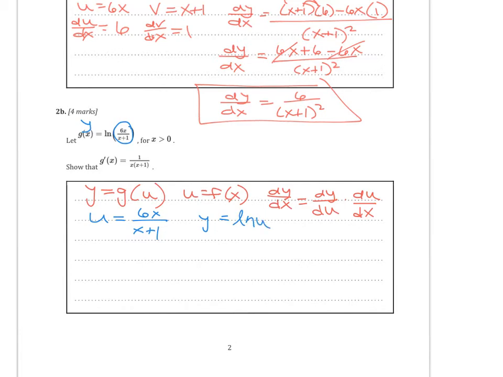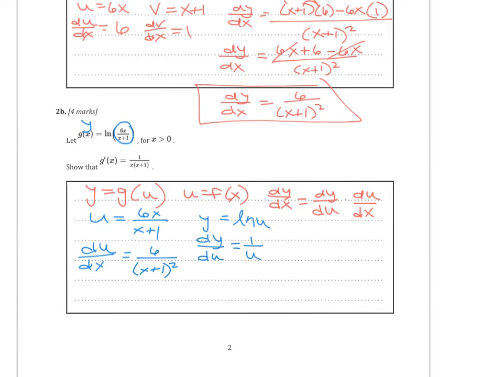Okay? So, once I identify what my u is, and then I rewrite my equation y in terms of u, then I'm going to differentiate both of them. So I'm going to differentiate u in terms of x. The good news is, hopefully you recognize that we already did this in the last part, so there's no reason to recreate that. We already know that it's 6 over x plus 1 squared. And then we're going to differentiate this y in terms of u. So the derivative of ln of any variable is just 1 over that variable, so that's 1 over u.